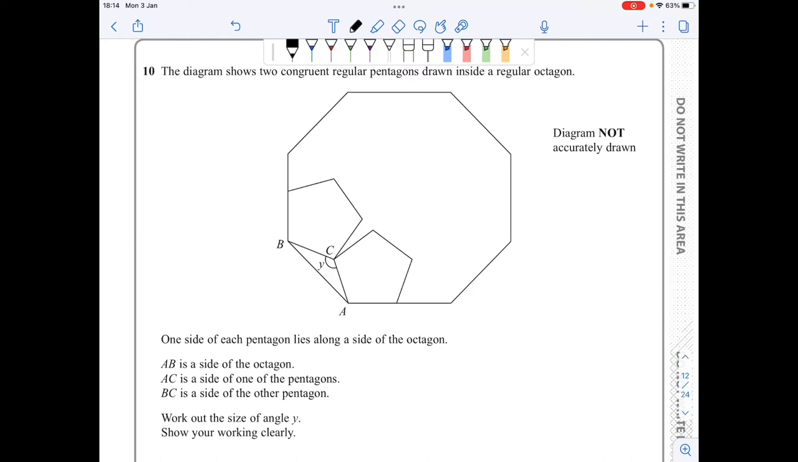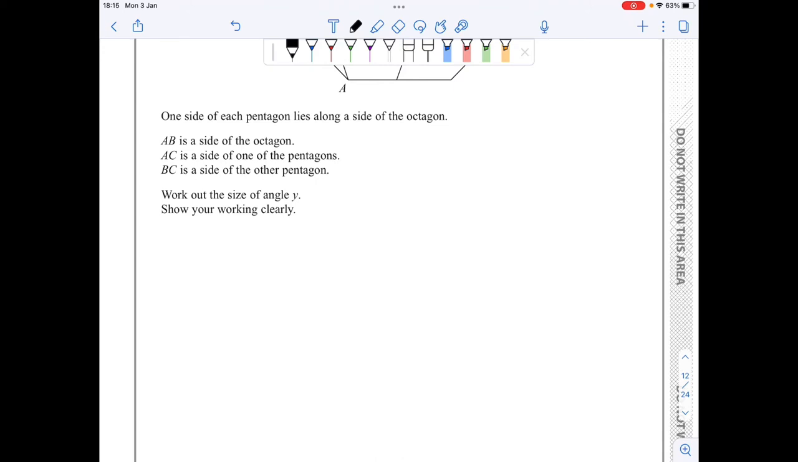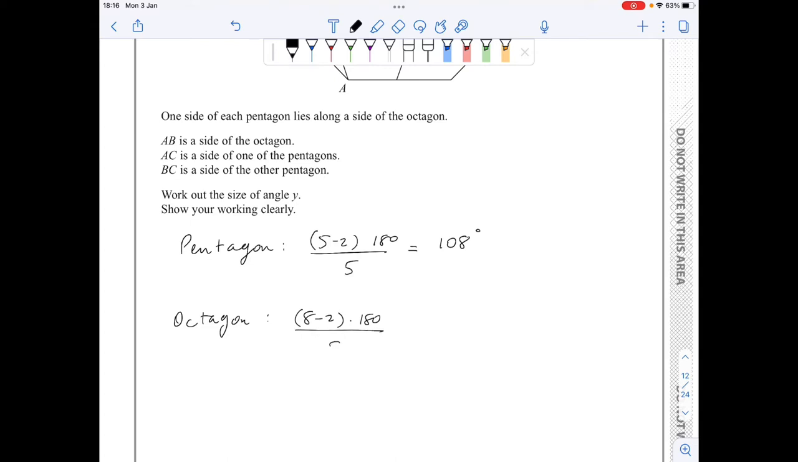For question 10, let's remind ourselves of the formula for the sum of the interior angles of a polygon. In the case of a regular polygon, like these two polygons, I can divide by n and get the size of each interior angle. So let's do this formula for the pentagon and the octagon. For the pentagon, I have 5 minus 2 times 180, this is the sum, divided by 5 will give me 108 degrees for each interior angle. And then for the octagon, 8 minus 2 times 180 divided by 8 will give me 135 degrees for each interior angle.